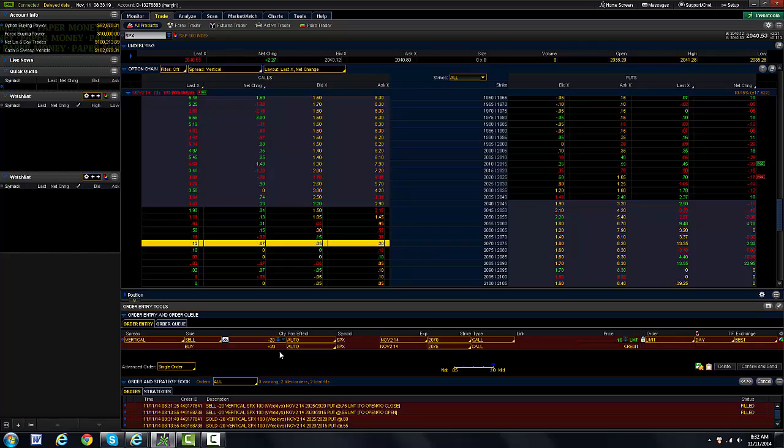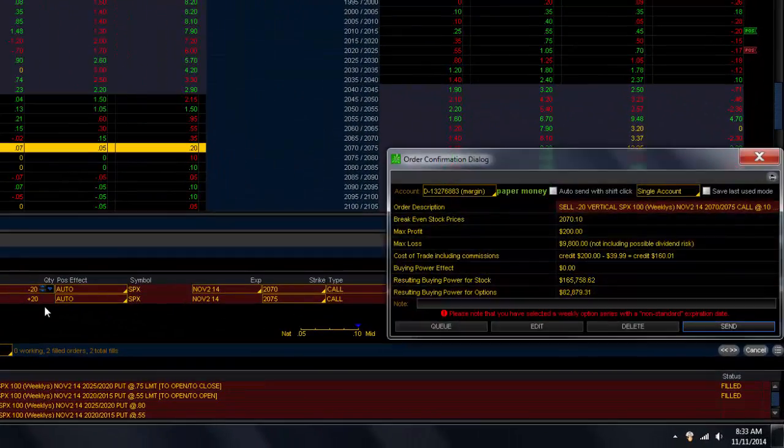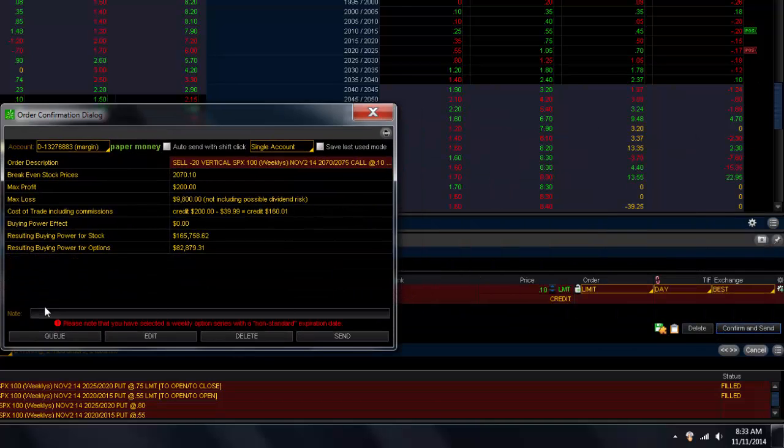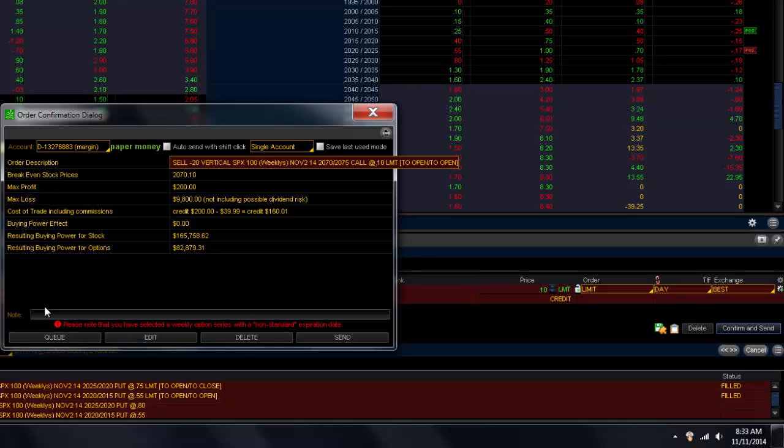On the call side today, for this particular spread, the order description is: sell 20 vertical SPX weekly, November 2nd, 2014, 270, 275 call at 10 cents limit to open. Break-even stock price is 270.10. That's approximately your break-even price.